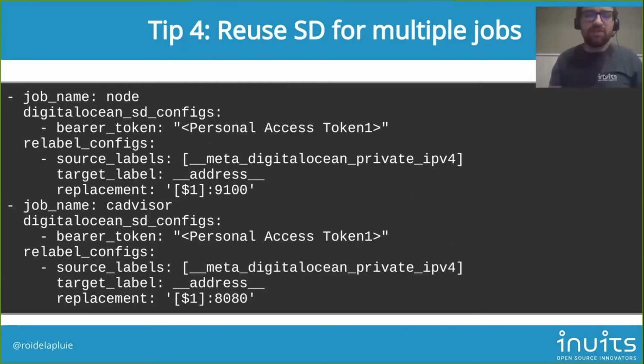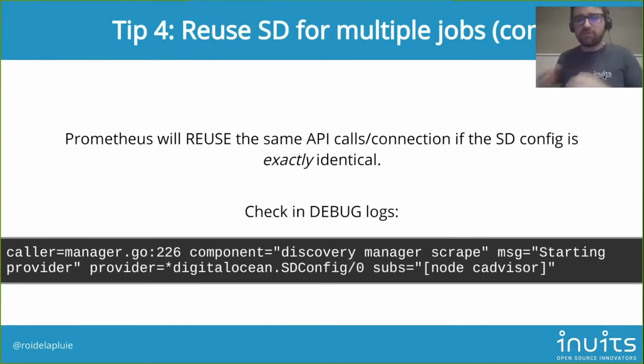The fourth tip is that you can reuse the service discoveries. So obviously you can do it, but if you do it like this, so in this case I have the DigitalOcean SD configs, which is bearer token and then my bearer token. If it is the same configuration exactly between multiple scrape jobs, it must be exactly the same, then Prometheus will actually reuse them in the background. So instead of querying the API twice because it is in 2 different jobs, it will only query the API once, which will be very effective and it will not overload your source of truth with multiple requests.